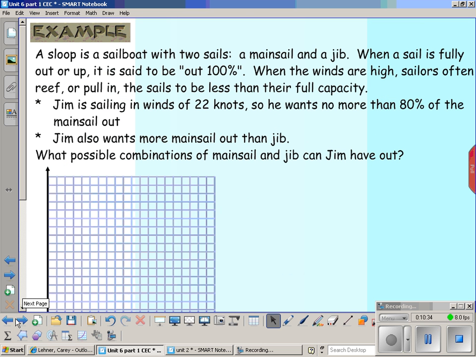So here is the next example. A sloop is a sailboat with two sails, a mainsail and a jib. When a sail is fully out or up, it is said to be out 100%. When the winds are high, sailors often reef or pull in the sails to be less than their full capacity. So what we have here is Jim is sailing in winds of 22 knots, so he wants no more than 80% of the mainsail out. Jim also wants more mainsail out than jib. So what possible combinations of mainsail and jib can Jim have?